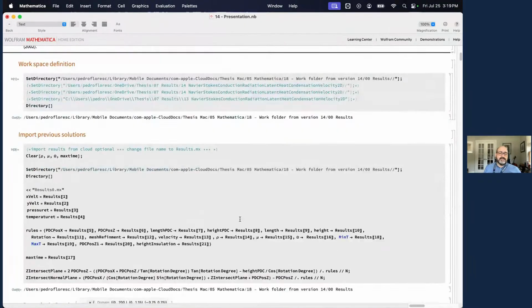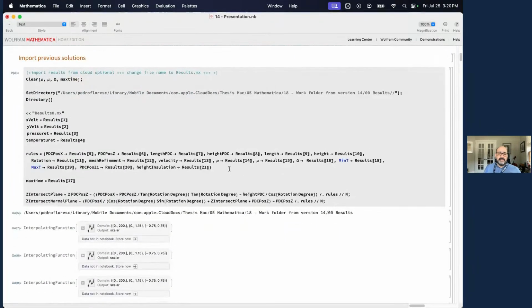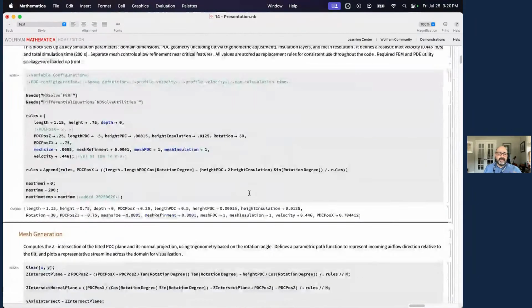Now I'm just going to run quickly through this. One of the things I was telling you about is that you import a previous solution, and I'm running live here. Throughout my presentation, I import the data that I ran. Again, each one of these would take several days to solve, so obviously I don't want that.